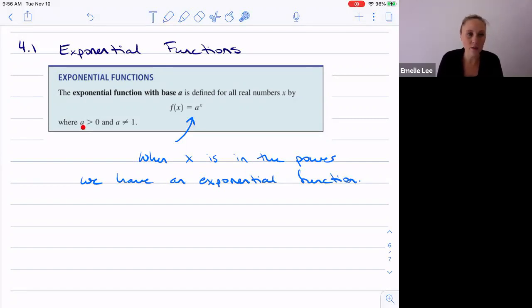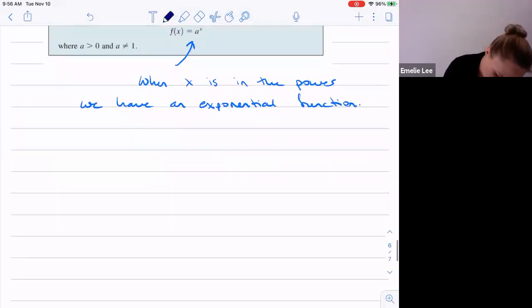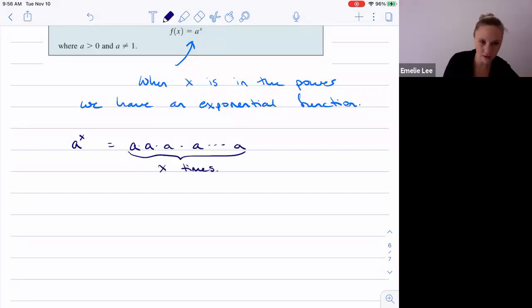We're establishing that a is going to be greater than 0, so we're not going to deal with negative a quite yet. And a is not equal to 1. 1 to the power of 4 is just 1 times 1 times 1 times 1, right? But we know that 1 times 1 times 1 times 1 is just 1, so it's not very interesting. So that's why we have a not equal to 1. Okay? So a to the power of x is going to be a times a times a times a, x times.